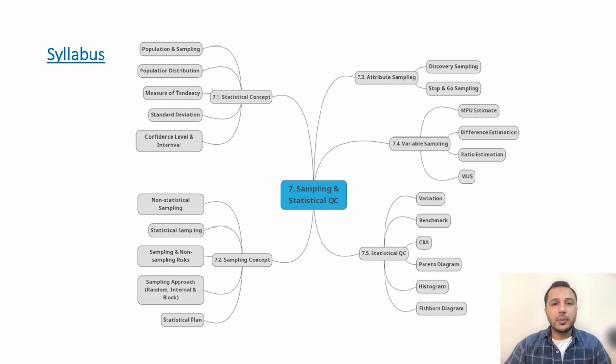This is a mind map or pictorial representation of the entire Unit 7, in which we will be talking about the statistical concepts, sampling concepts, what is attribute and what is variable sampling, and what are the key statistical quality control related matters. So this is the snapshot which you can have a better understanding of grasping that all these key concepts you should familiarize yourself with, and this is what we will be discussing in the upcoming slides.